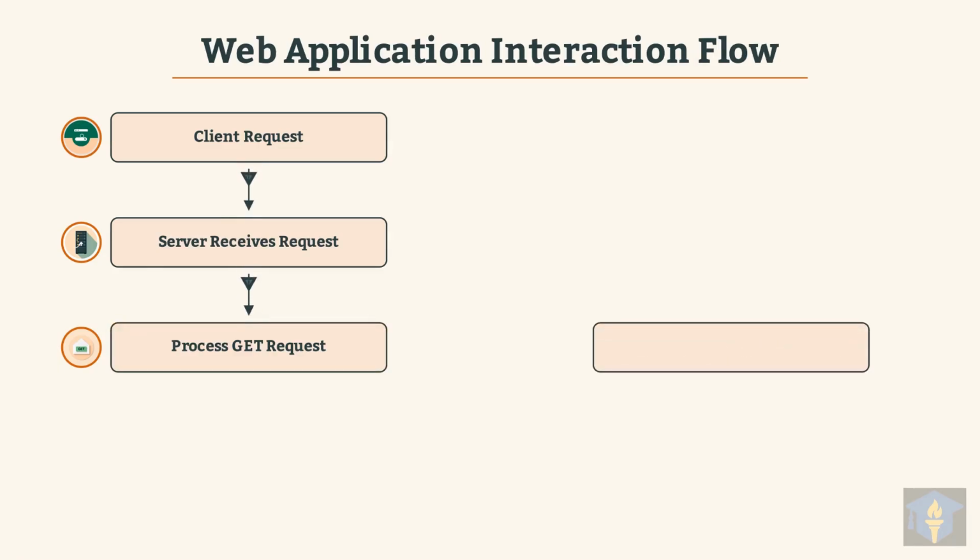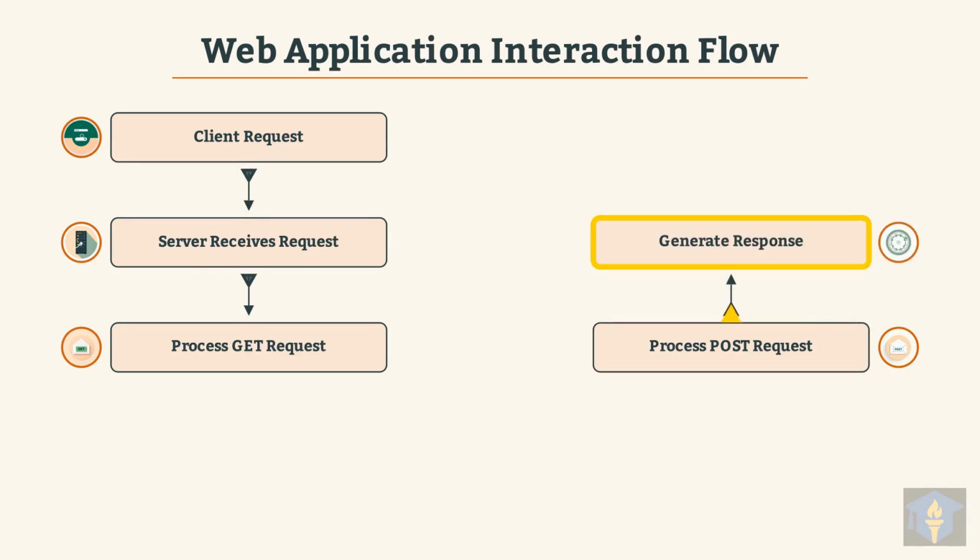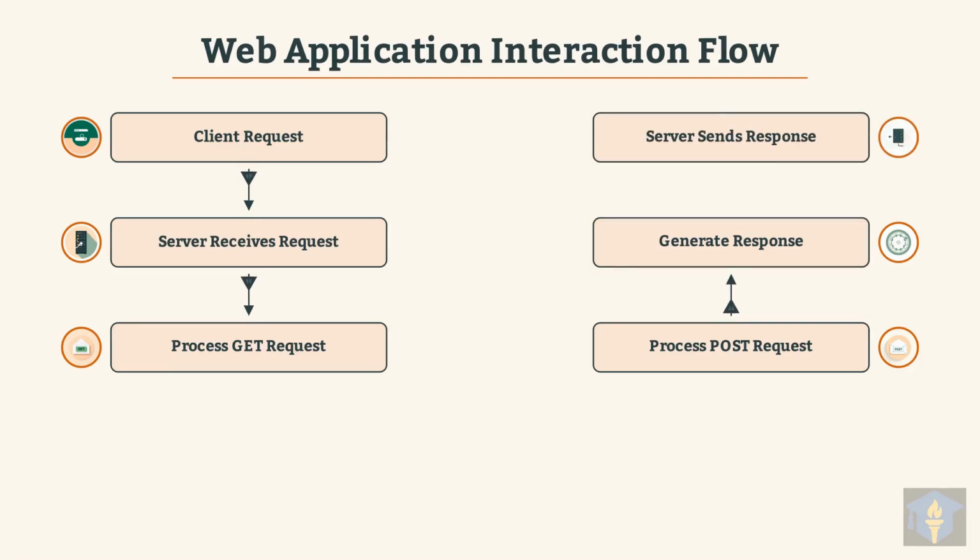If it's a GET request, the server will process the GET request to retrieve data, like displaying a web page. If it's a POST request, the server will process the POST request to handle data submission, such as a form entry. After processing, the server will generate a response, creating the appropriate content or action to send back. Finally, the server sends the response, delivering the generated content back to the client's browser for display.